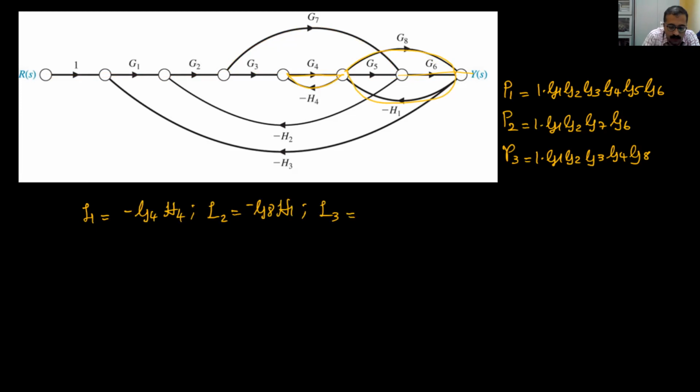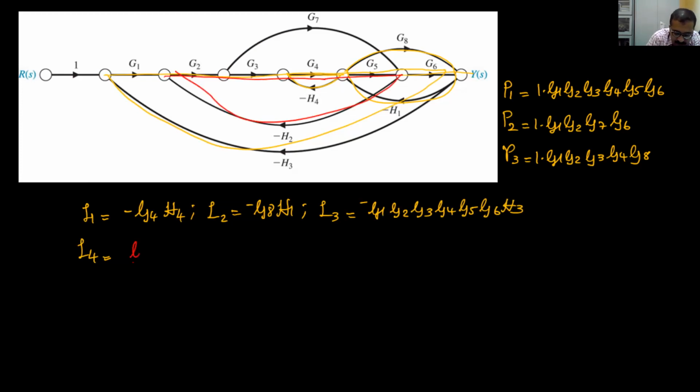Is there any other loop? G1, G2, G3, G4, G5, G6, H3. That is yet another loop, so I can write minus G1 G2 G3 G4 G5 G6 H3. Another loop is G2, G3, G4, G5, minus H2. So G2, G3, G4, G5, minus H2.